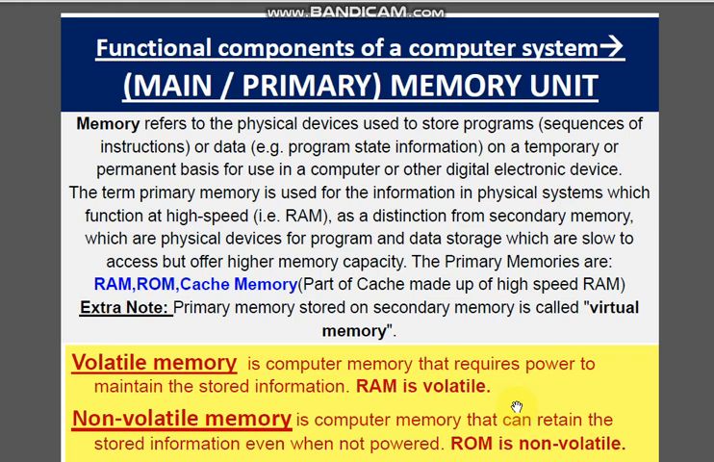RAM is volatile. Why? Because whatever information or data is stored in the RAM, if you shut down the system, the information or the data gets deleted, gets removed from the RAM. Again, when you switch on the system, the RAM knows nothing about the previous data and starts afresh. So whatever was there earlier gets lost.